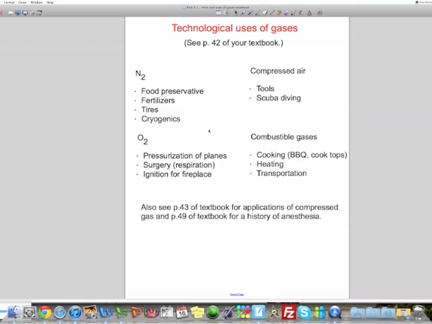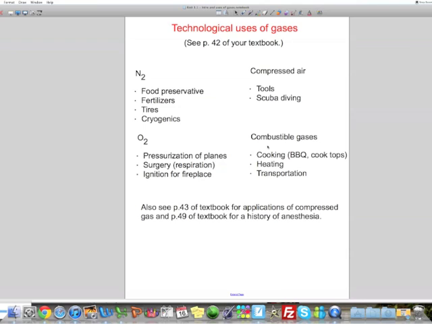And cryogenics, as I was saying before: nitrogen in the liquid form is much colder, and therefore we can use it to freeze certain tissues in order to preserve them for later use. Compressed air can be used for tools, nail guns for example, in construction. Scuba diving, oxygen, pressurization of planes inside of them, I should say. Surgery, so you have to breathe, right, even if you're under. And ignition for the fireplace, or for combustion.